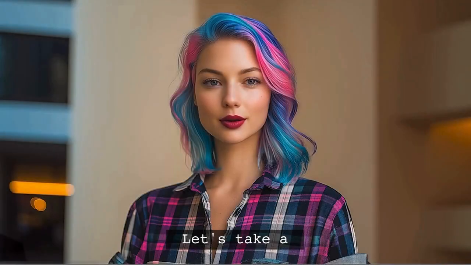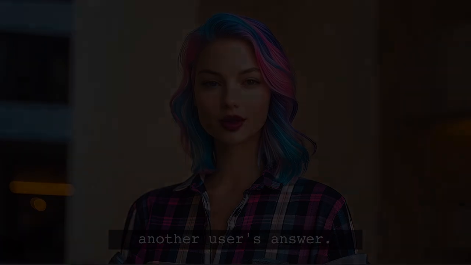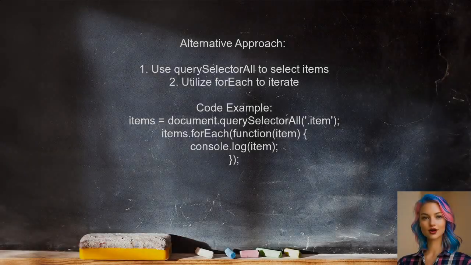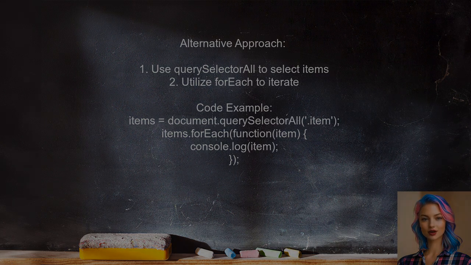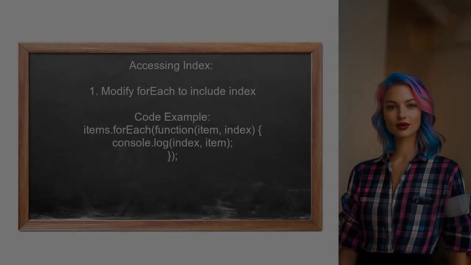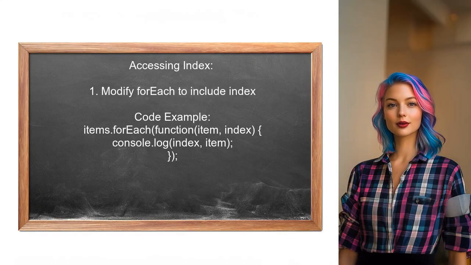Let's take a moment to review another user's answer. An alternative approach shared by another user suggests using the query selector all method to select list items. This method allows you to use forEach to iterate over the items without needing a traditional loop. If you also need the index of each item, you can modify the forEach function to include an index parameter. This way, you can access both the item and its index easily.